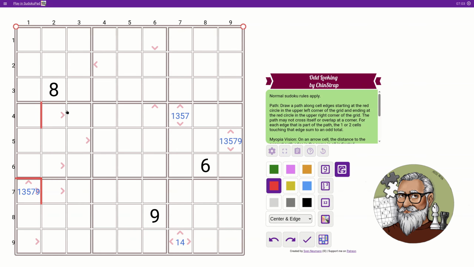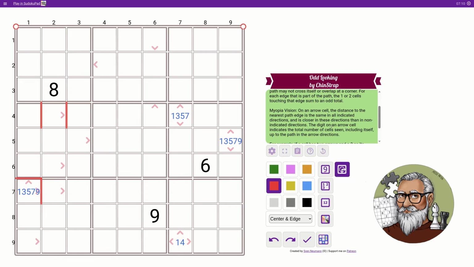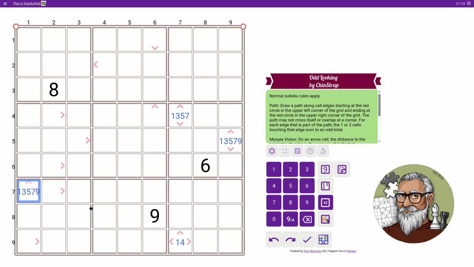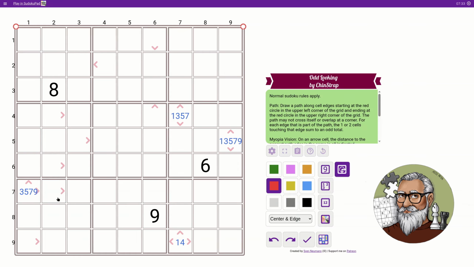Even if this is 1 and the path goes through this edge, it was completely shorter, right? Not shorter or equal. And is closer in these directions than in non-indicated directions. Yes, this is not shorter. This is the same distance away. So that's not allowed. Right, that's good to know. So this is not allowed in any case. Okay, so that cell is not 1. Right, can I have 3 then? 3 would mean that the path would pass here. Yeah, this would be 1. That's fine. Yeah. Okay.